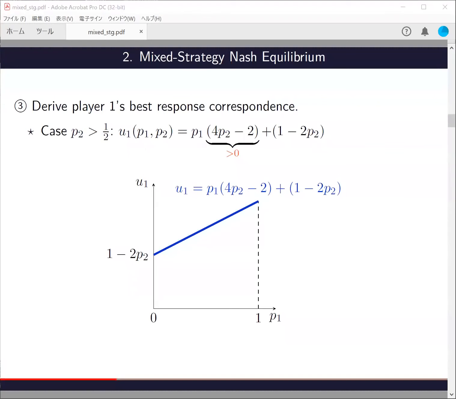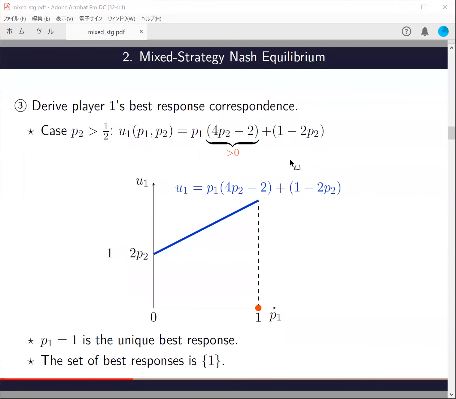First, consider the case in which the coefficient on P1 is greater than 0. In this case, the expected payoff for player 1 is strictly increasing in P1, and so player 1 will maximize his expected payoff by setting P1 equal to 1. This means that player 1 chooses H with certainty as long as P2 is greater than 1/2.